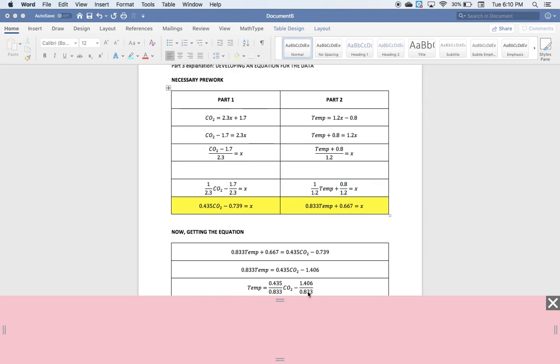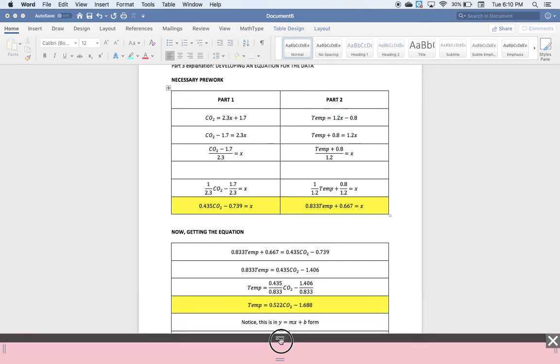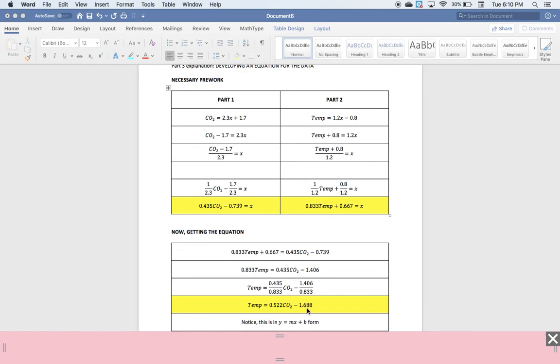Again, let's make our life easier and just divide these two fractions. We're already dealing with decimals, so it makes sense to use one single decimal instead of multiple ones included as a fraction. When I divide this, I end up getting 0.522. When I divide this, I end up getting 1.688. So my equation becomes temperature equals 0.522 times CO2 minus 1.688.